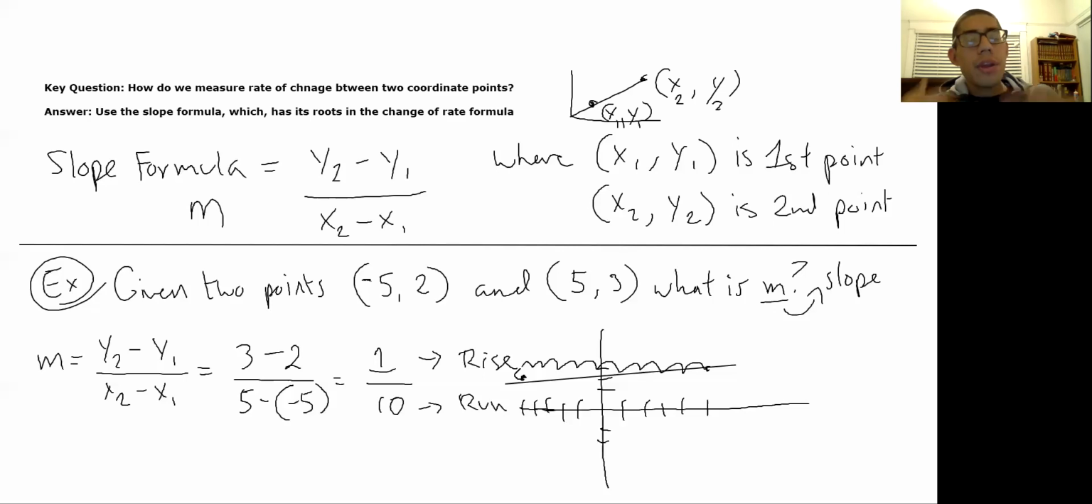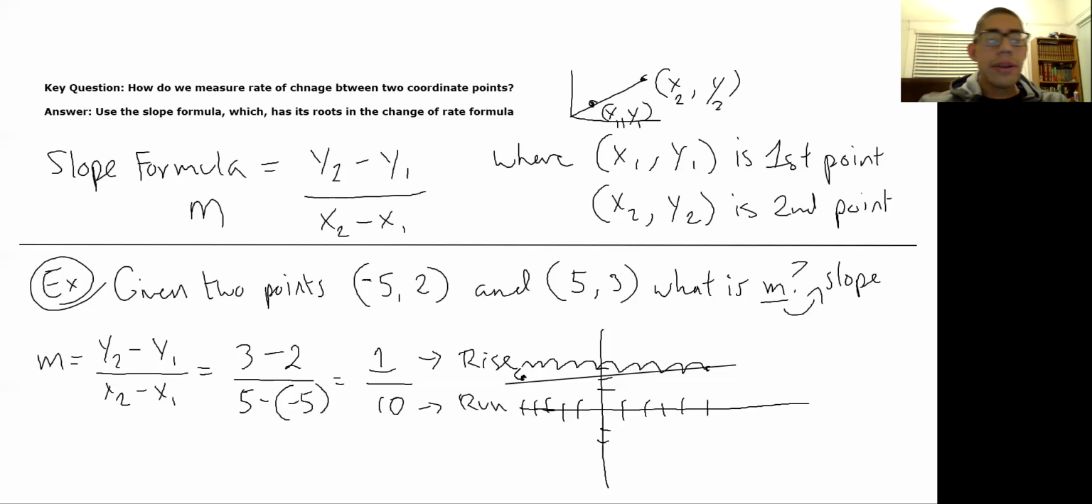Okay, you're going to be given 2 coordinate points. You're going to be either given a graph or you're going to be given 2 coordinate points like I have in my example down in the second half of this. In this case, I gave you 2 coordinate points, (-5, 2) and (5, 3). What is M? In other words, what is the slope? What do you need to do? Use the slope formula that I just gave you to try to figure that out.